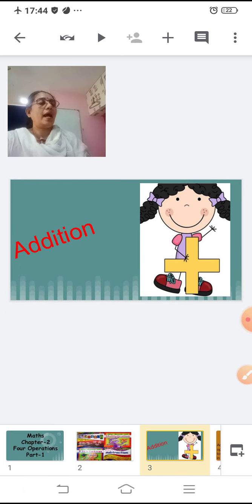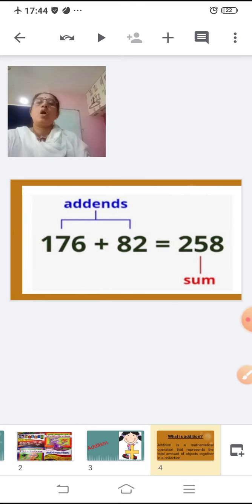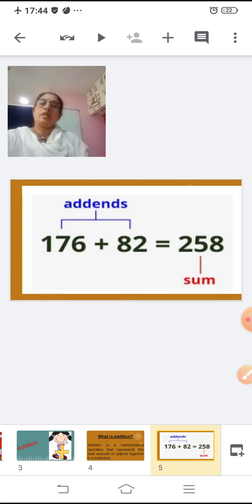Now what is addition? Addition is a mathematical operation that represents the total amount of objects together in a collection. Suppose you want to total up the number of objects or add up two numbers, the total or the result you get after adding is the addition. So addition is nothing but a mathematical operation that represents the total amount of objects together in a collection when we put it together.